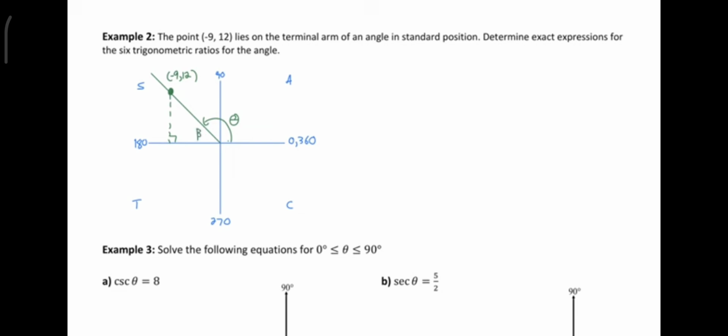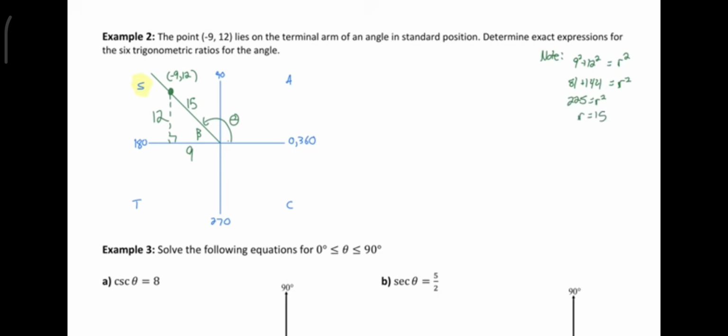I can use that and the CAST rule, which tells me in this quadrant only sine is positive, to help me write the 6 trig ratios. Before I start trying to get the ratios, I should also label some side lengths of this triangle. To get to this point, I would have to go 9 units that way and then 12 units that way, so I'll label those side lengths 9 and 12. And then if you used the Pythagorean theorem, you could find out that the hypotenuse is 15.